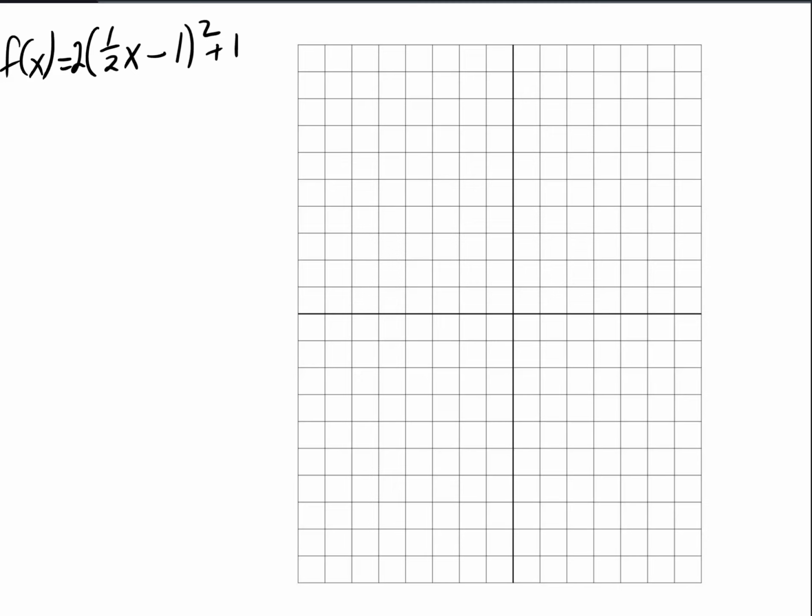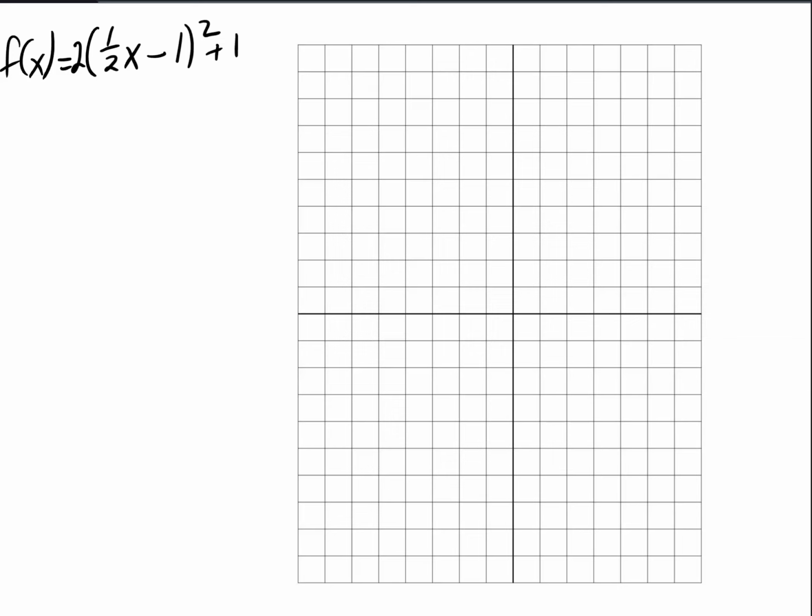In this video, we're going to do yet another graph based on transformations. So we're asked to graph the function f of x equals 2 times the quantity 1/2 x minus 1 squared, and then plus a 1. So we have 4 transformations again that we see.